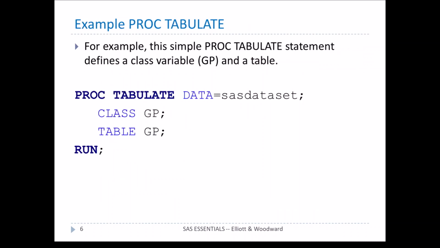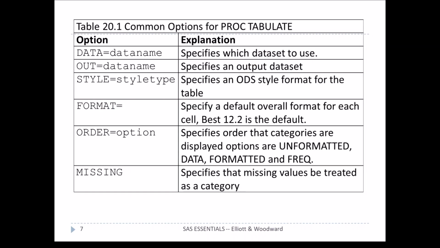So we're going to be building a table by starting off with a simple PROC Tabulate and adding things to it. For example, this simple PROC Tabulate statement defines a class variable, GP, and a table. So here we have PROC Tabulate, data is whatever data set, and the classification variable, GP, and we're going to create a table out of that variable, GP.